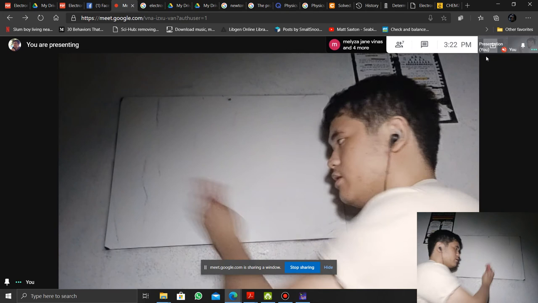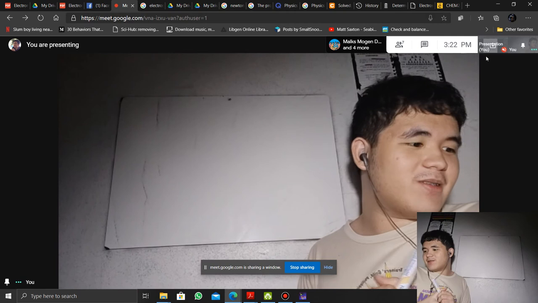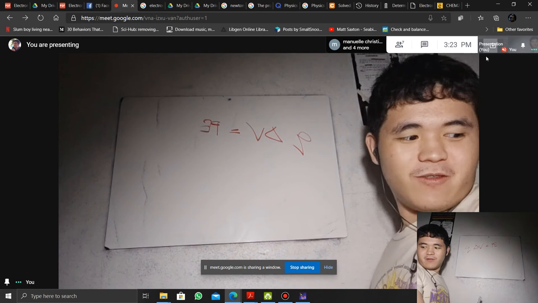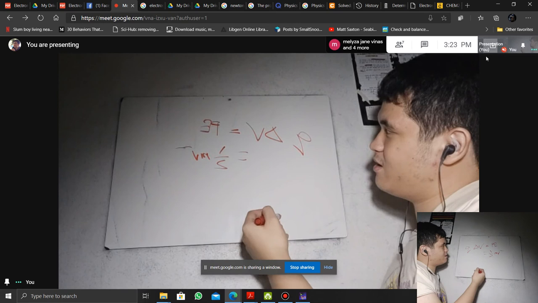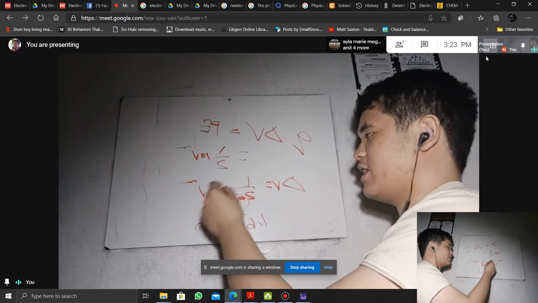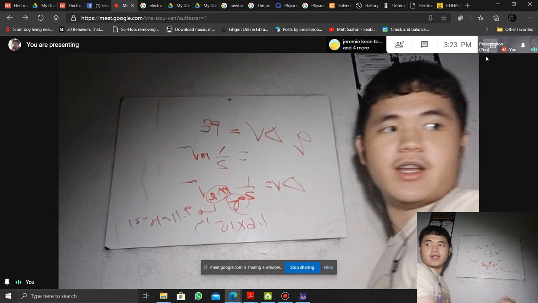For letter A, diba, we have Q delta V equals to potential energy, di ba? Eh, by conservation of energy, equal yan sa kinetic energy, no? So, we just solve. Where Q equals 1.6 times 10 to the negative 19 and m_e equals 9.11 times 10 to the negative 31. You should get around 1.024 volts, or in short, 1 volt, no?